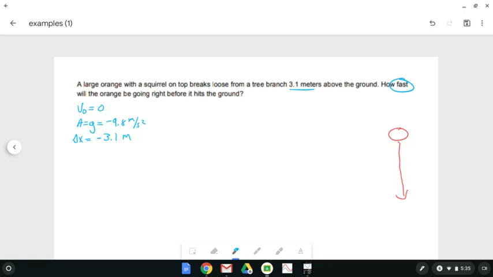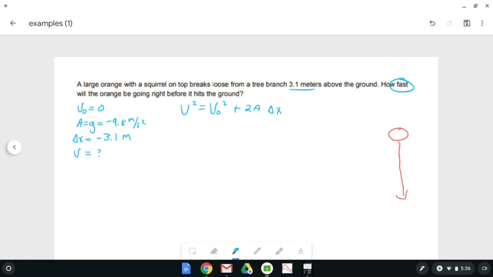All right, and then we are looking for how fast. So that's going to be our V. How fast is it going? Now, when I look at this list, I can choose the equation that works best for me, which would in fact be the third kinematic equation that we talked about. V squared is equal to V naught squared plus 2a delta x.